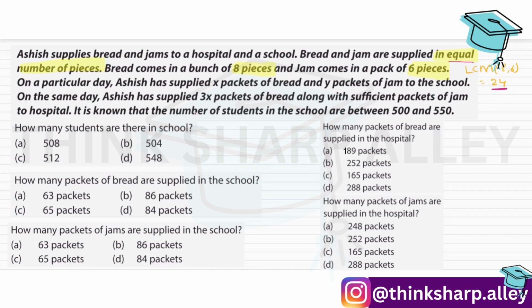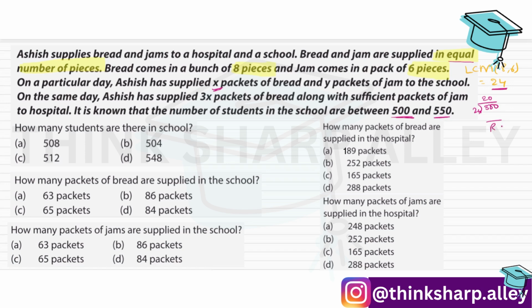On the same day, Ashish has supplied 3x packets of bread, so 3 times this, and with sufficient packets of jam. And whatever number of pieces of bread is there, same number of pieces of jam needs to be there. And it is known that the number of students in the school are between 500 and 550. Now, this gives me the actual answer over here. We need to divide 500 by 24 to find out which multiple of 24 is lying between 500 and 550. So if you divide, you will get 20 as the quotient over here.